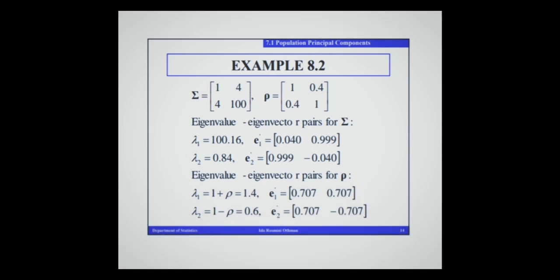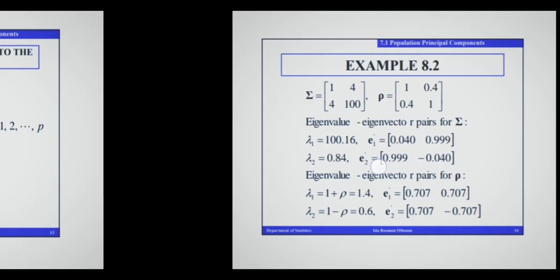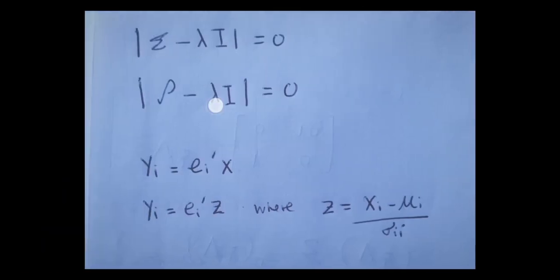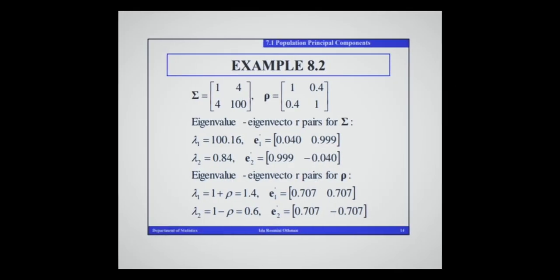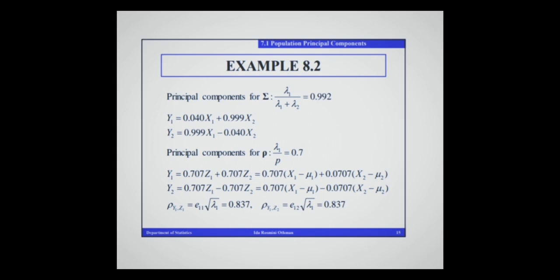Okay, when we are using the correlation matrix, we will use this formula to find the eigenvalue. So later you try to do it, you will get this answer. Okay, the value of lambda is different. So it means that the standardized variable will affect the value of lambda and the eigenvector, the normalized eigenvector. Okay, let's see.